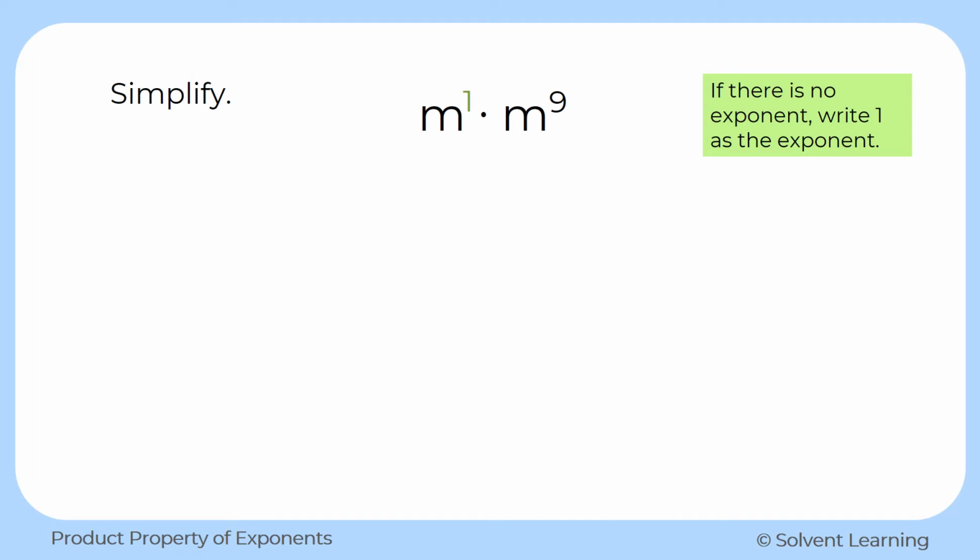And now we see that we have two expressions being multiplied together. They have the same base of m. So now we just need to add the exponents together. So we keep the base, we have our m there, and add the exponents of 1 plus 9, and that will simplify to m raised to the power of 10.